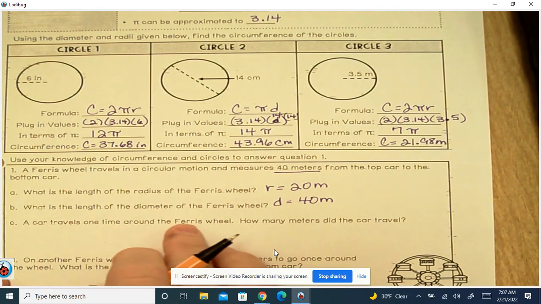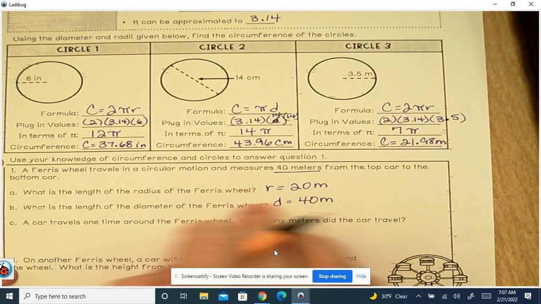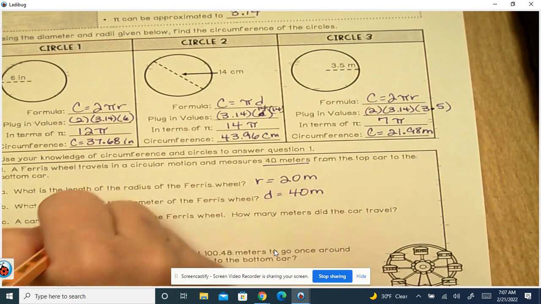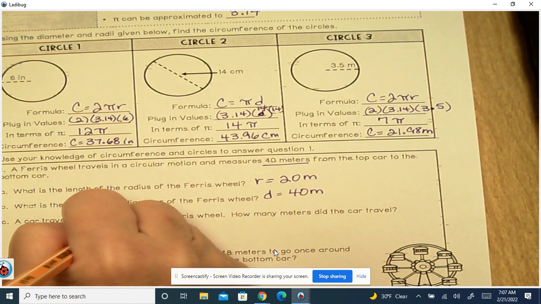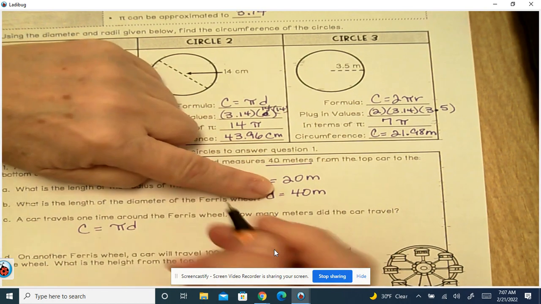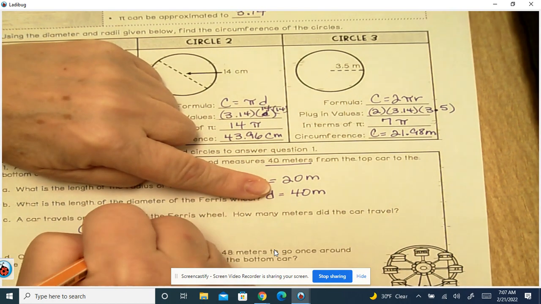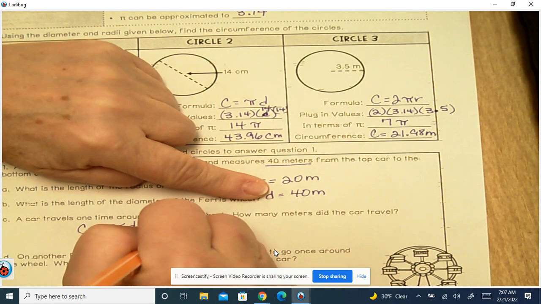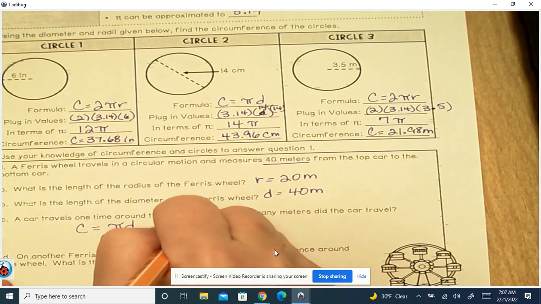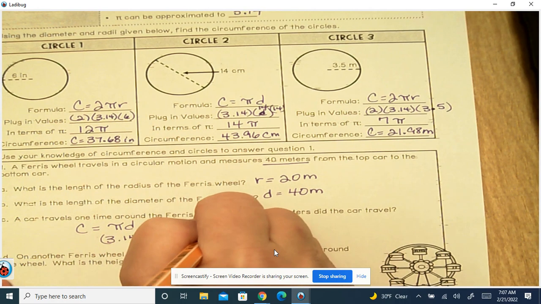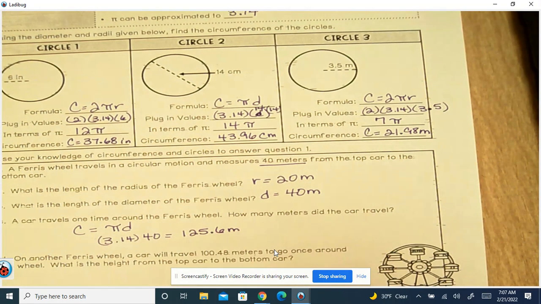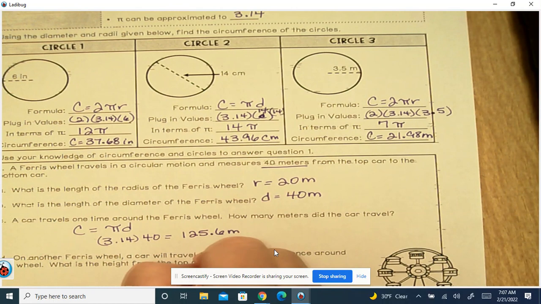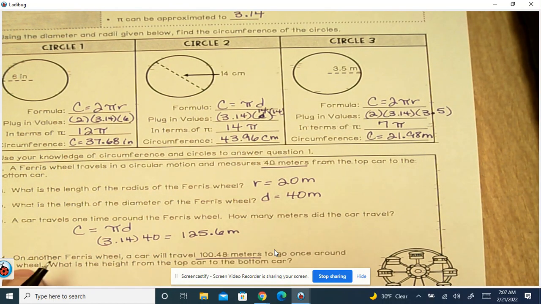A car travels one time around the Ferris wheel. So it goes around the circumference one time. How many meters did the car travel? Circumference equals pi times d, which is 3.14 times 40, and that equals 125.6 meters.